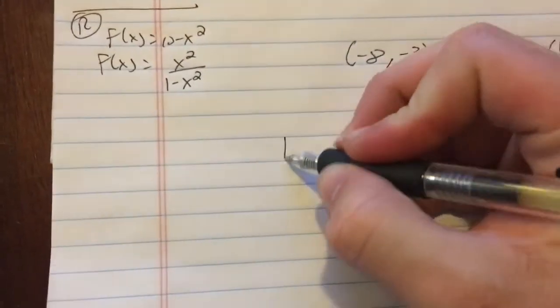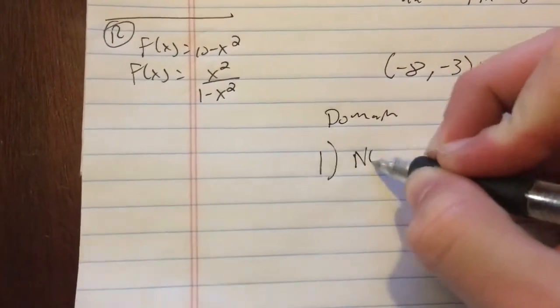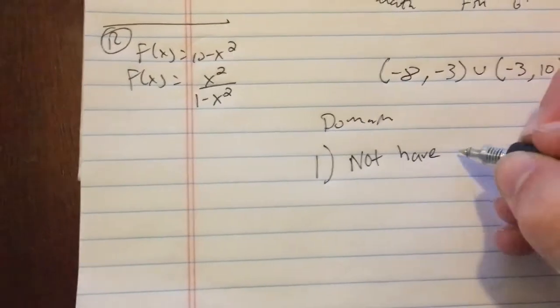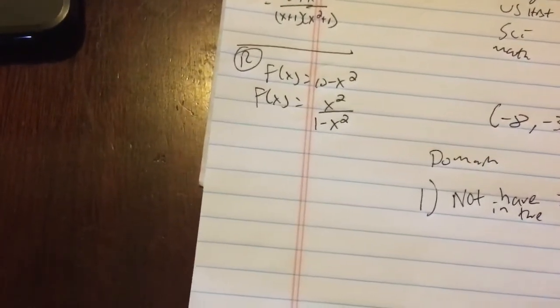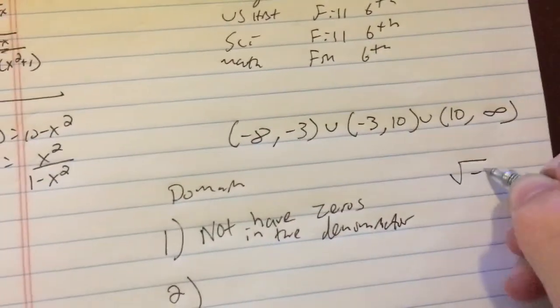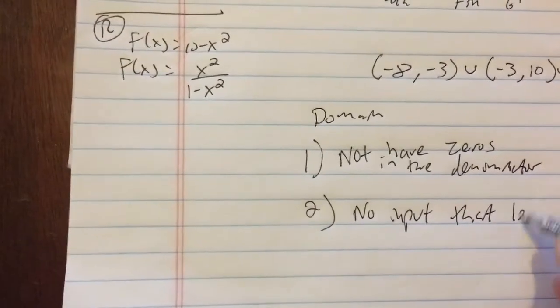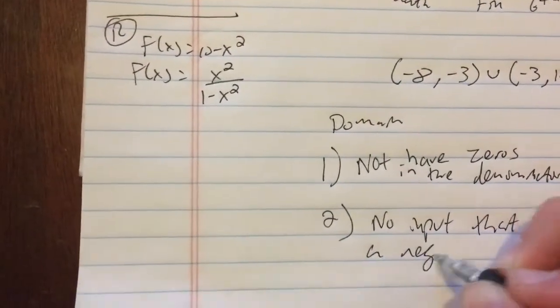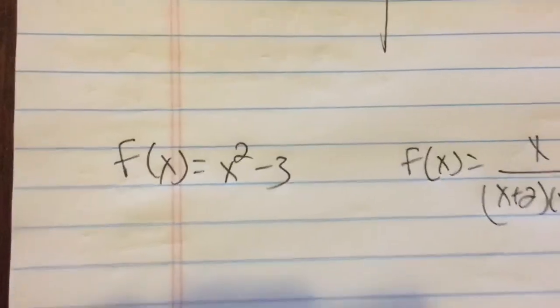First, there are two important things to note when it comes to the domain. We're just going to talk about domain right now. One, we cannot have zeros in the denominator. We know that it explodes the world. And as we know, our favorite, imaginary numbers, that's going to be a problem when we talk about the domain. So the other big thing is we can have no input that leaves a negative radical. Notes. So let's look at problem number one.